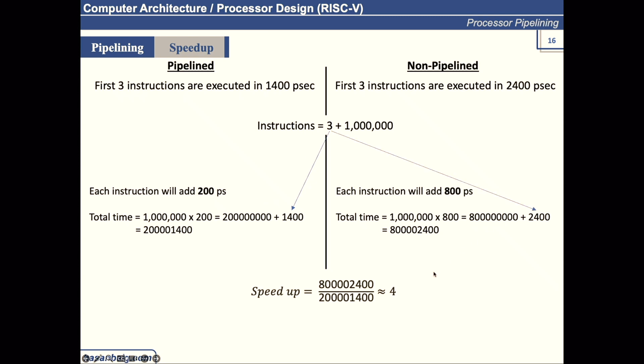So the speed up factor would now become equivalent to 4. So when we increase the number of instructions, only then you will see how effective the pipeline implementation is.